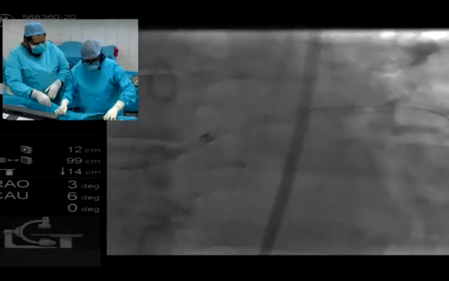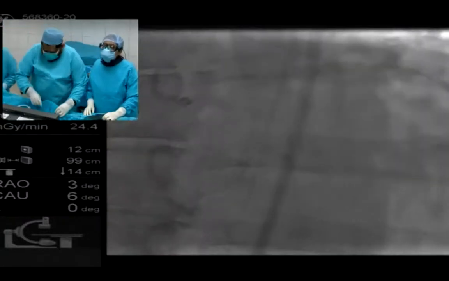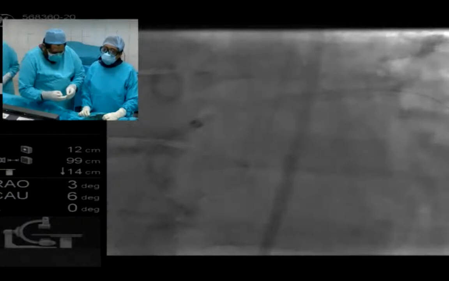And this is a bit tight. It's tight. Don't push it. Tight, tight. So we were having a bit of an issue with pulling the balloon. We didn't want to pull the wire out yet. So now again, we will do proximal optimization and then we will go for rewiring, because if you do proximal optimization, it makes your procedure a lot easier. And this is a 4x12 NC balloon that we are taking now.